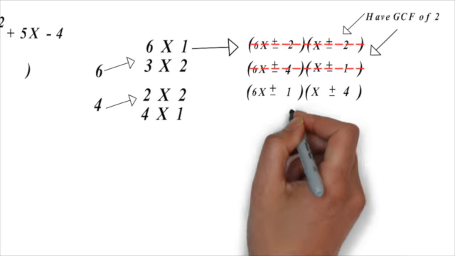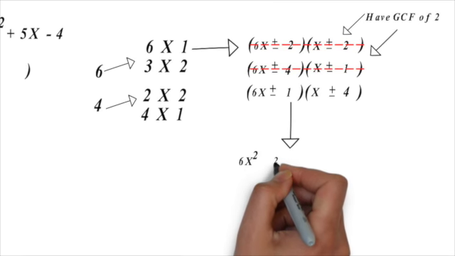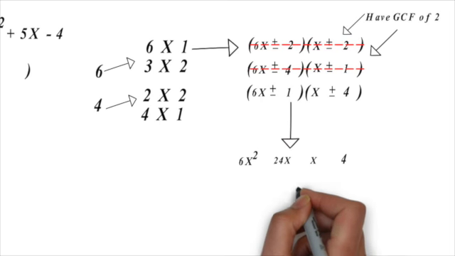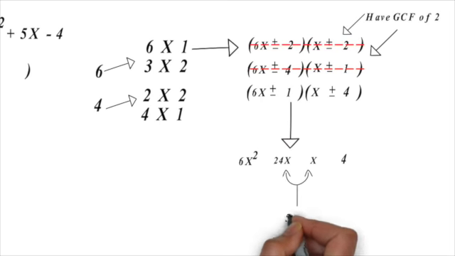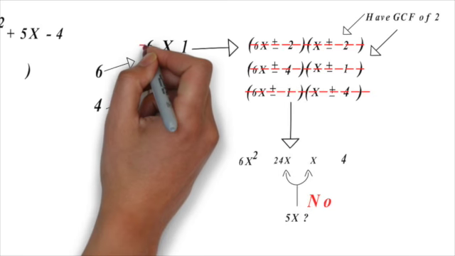the original expression. So multiplying these out, we are going to get our 6x squared, which is what we need. Next, for our middle terms, we get 24x and x. Then we get the 4 we need. Taking a look at the 24x and the x, is there any way adding or subtracting them together that you'll get a 5x? Obviously not. Therefore, this possible set of parentheses cannot be our answer.